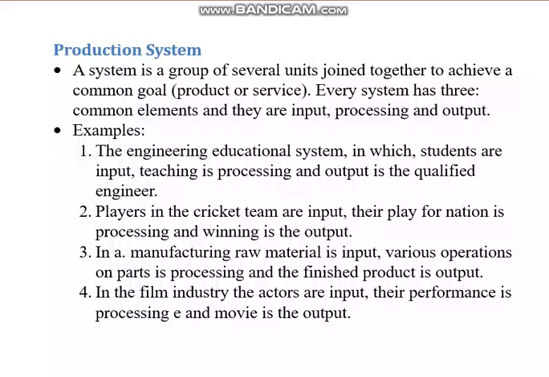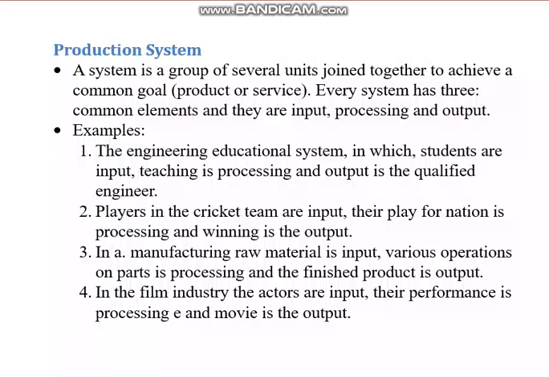Now there are certain examples of the production system. The first example is the engineering educational system, in which students are input, teaching is processing, and the output is a qualified engineer, or at least a qualified junior engineer, who will be able to take up some supervisory responsibilities in a company.